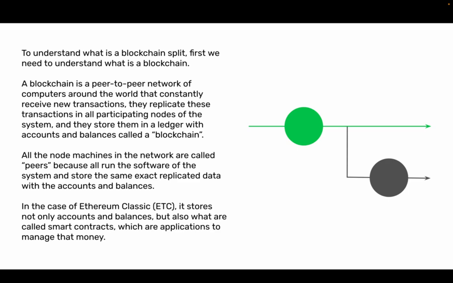All the node machines in the network are called peers because all run the software of the system and store the same exact replicated data with the accounts and balances. In the case of Ethereum Classic, ETC, it stores not only accounts and balances but also what are called smart contracts, which are applications to manage that money.